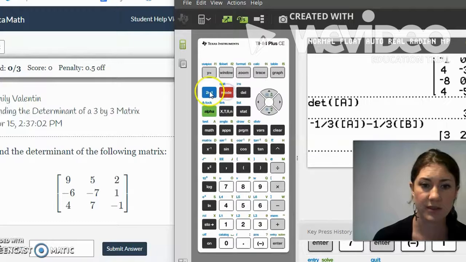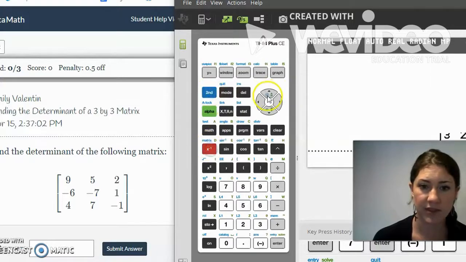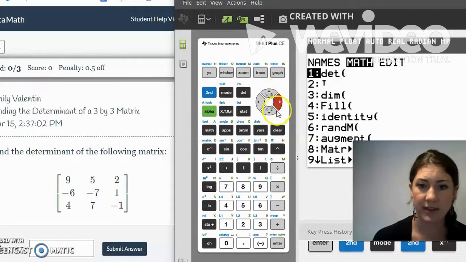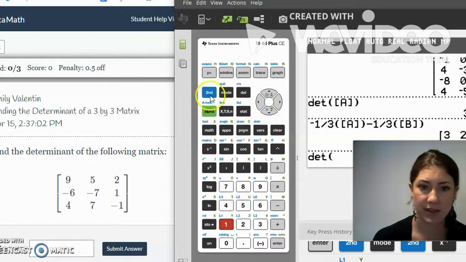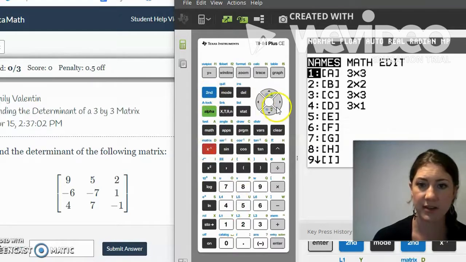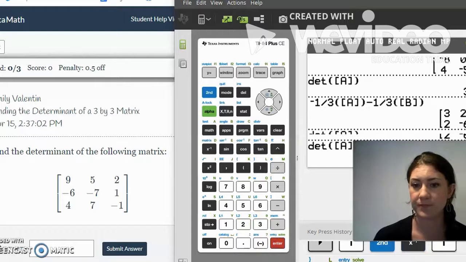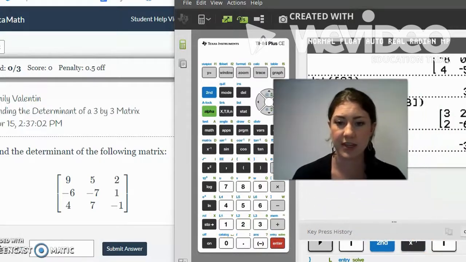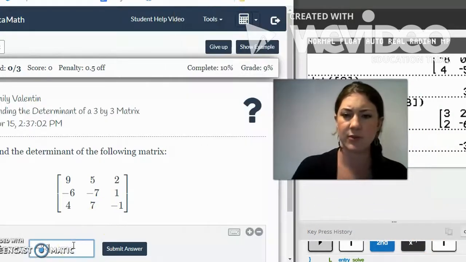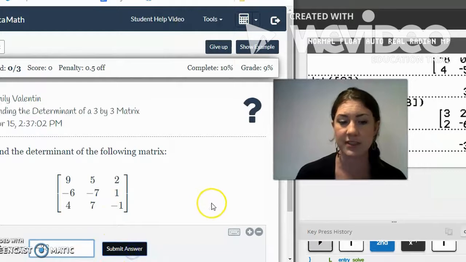Okay, second quit, and second matrix, go to math. Number 1 is determinant, and then we have to tell it to find the determinant of matrix A. Enter. Tells us negative 38. Remember, the determinant is always going to be a number, not a matrix.